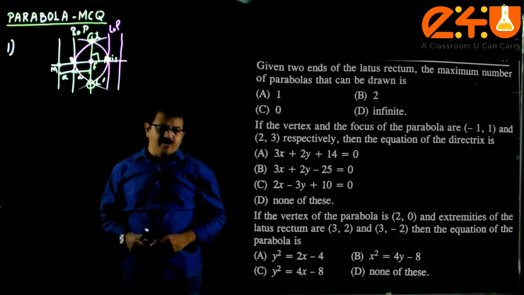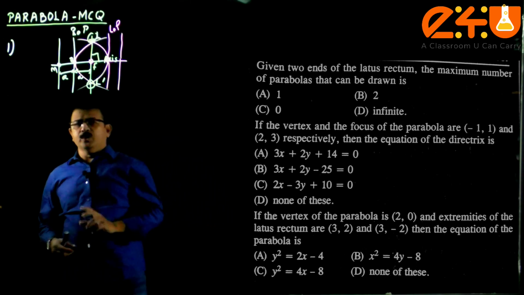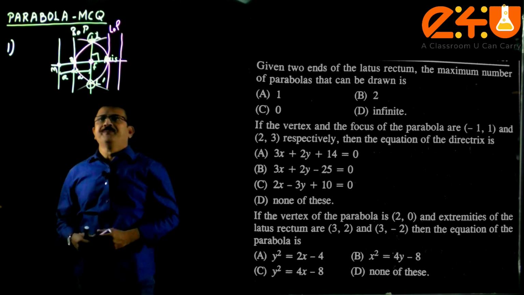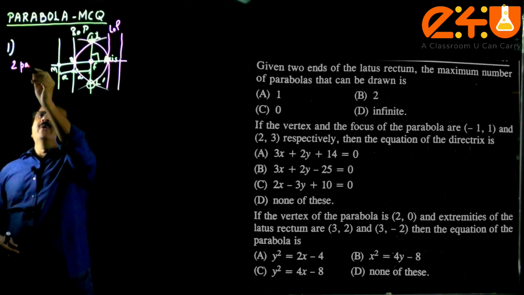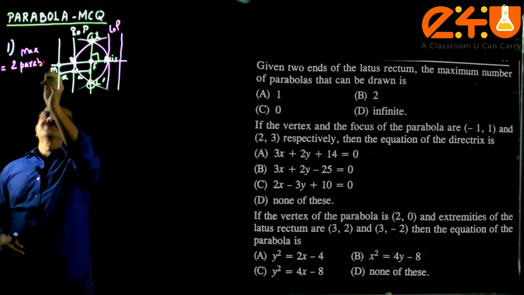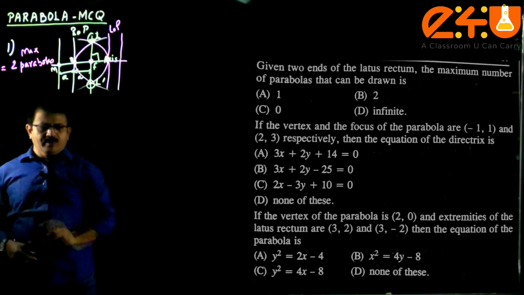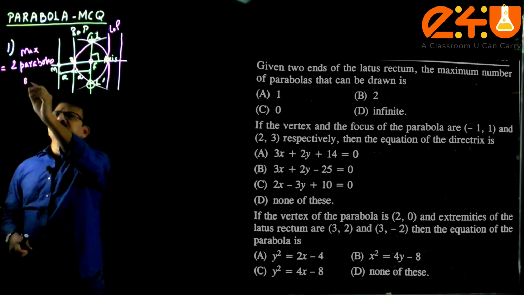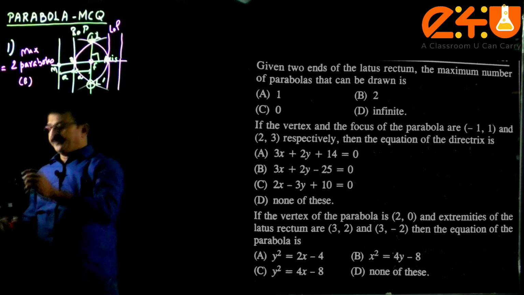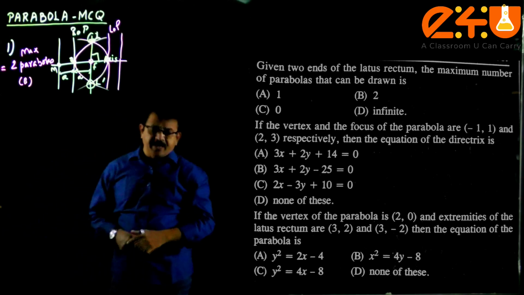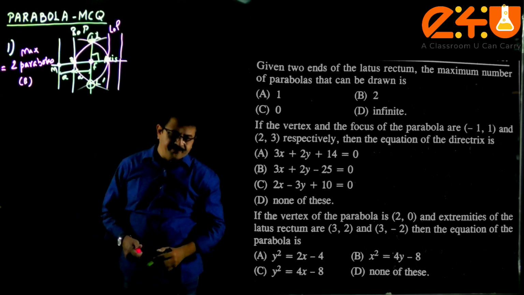So the maximum number of parabolas for any given 2 ends of the latus rectum, not more than 2 parabolas can be drawn. So the maximum number is 2 parabolas, which is option B. Option B. Fine. Let us proceed to the next question.